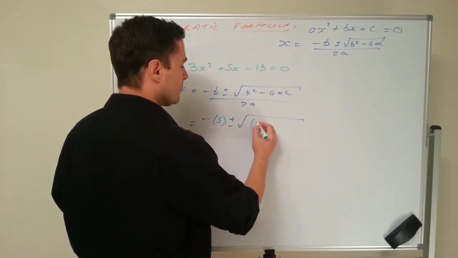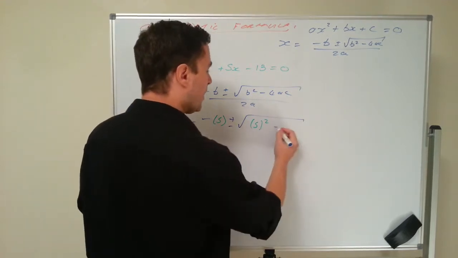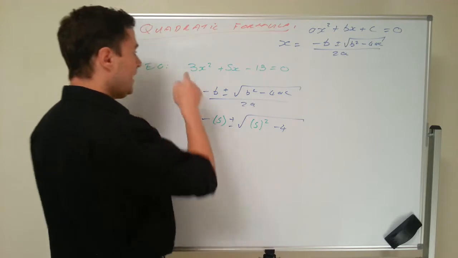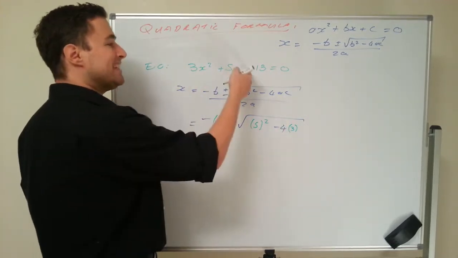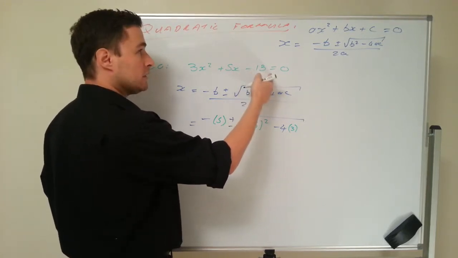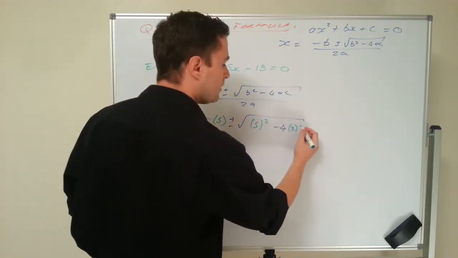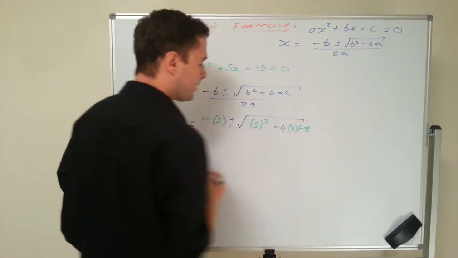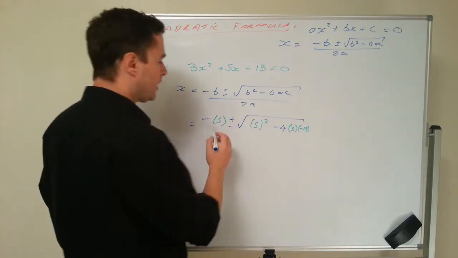B squared, so that's 5 squared. Now watch this. Minus 4, a is 3, times 3. C is negative 13. Not 13, negative 13. Look here, plus c, plus negative 13. Please remember that the sign is part of the number. So when you substitute it, you must substitute it with the sign as well.